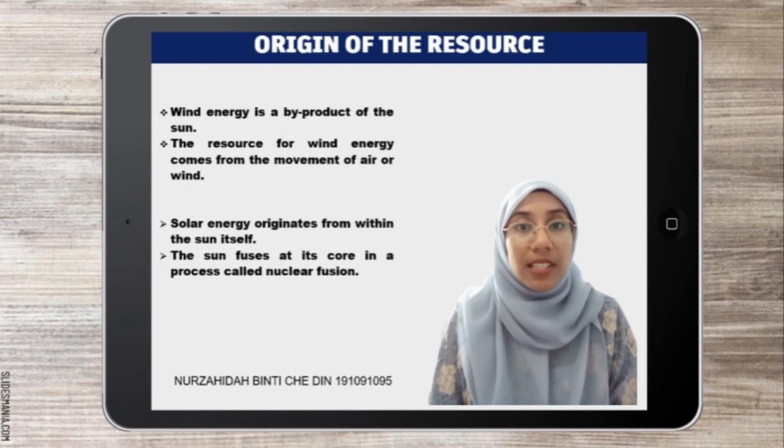Next, I will explain about the solar origin of the resource. Solar energy originates from within the sun itself. The sun fuses at its core in a process called nuclear fusion. During nuclear fusion, the sun's extremely high pressure and temperature cause hydrogen atoms to break apart and the central nuclei of atoms to fuse or combine.